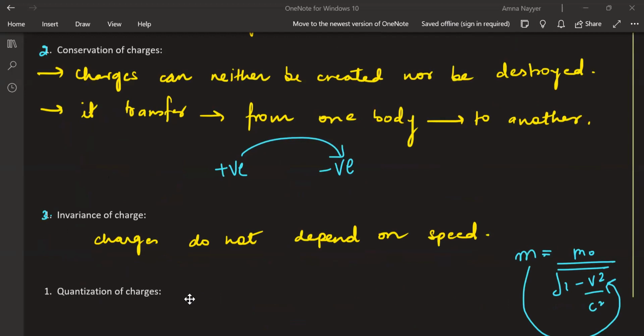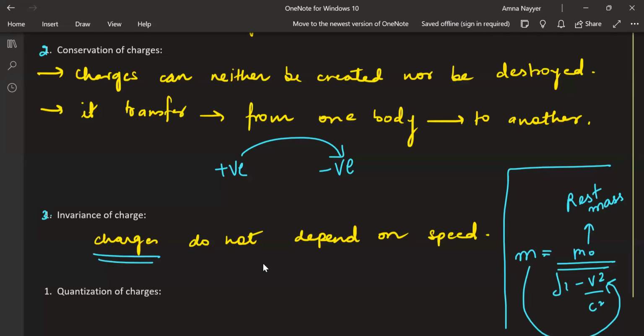Ma'am, can you please explain the third property? Yes, see, third property, this mass is known as the rest mass. Rest mass means when the object is at rest, what is its mass? So the formula of the mass is given by rest mass divided by under root of 1 minus v square by c square. You don't have to remember this, I was just telling you for an explanation because this formula was already mentioned in your class 11th chapter. So mass depends on speed. But when we talk about charges, charge also has its mass.